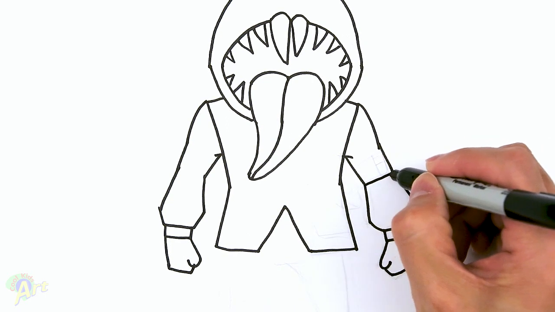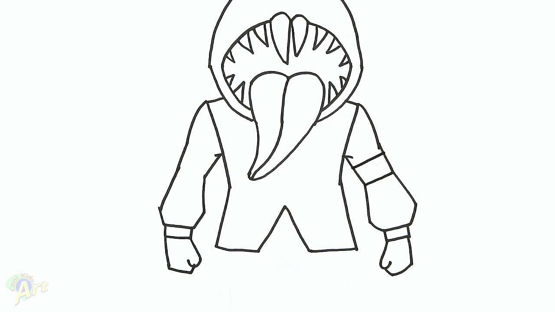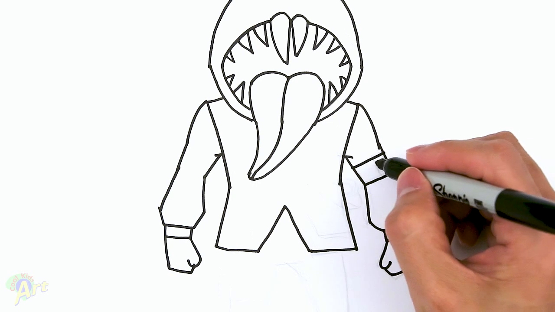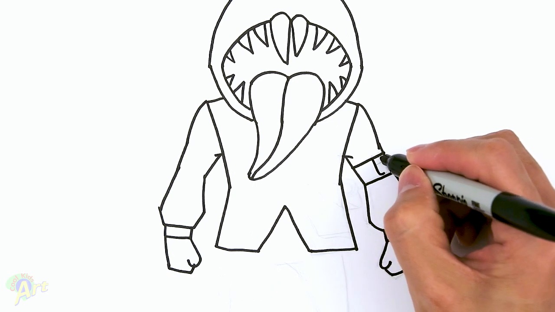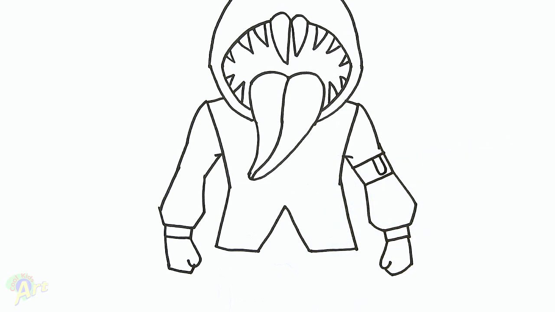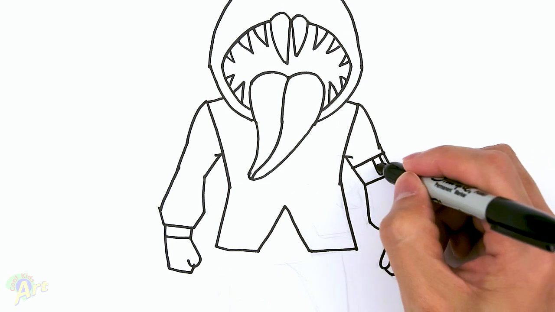It's got a little strap. And then it's got a little bottle right here. So I'm just gonna draw like a little really long U shape and add one little line inside.